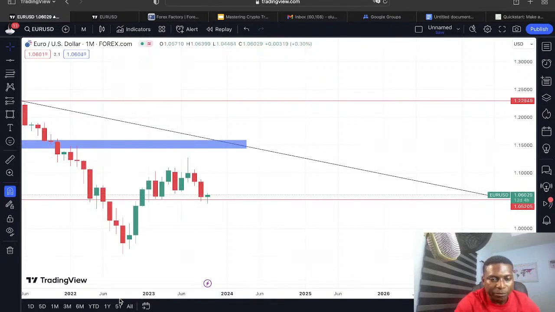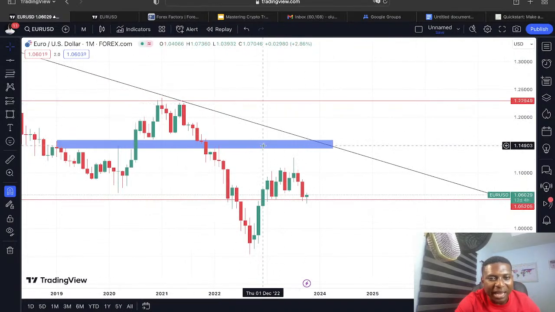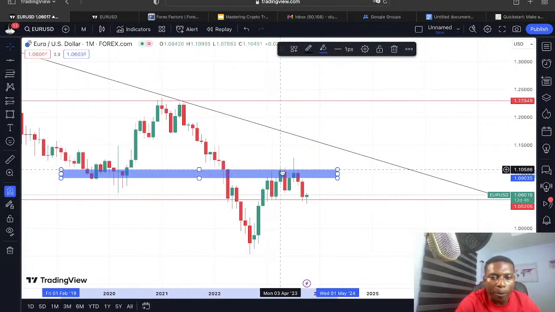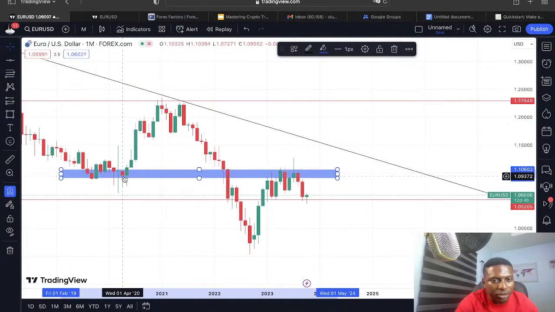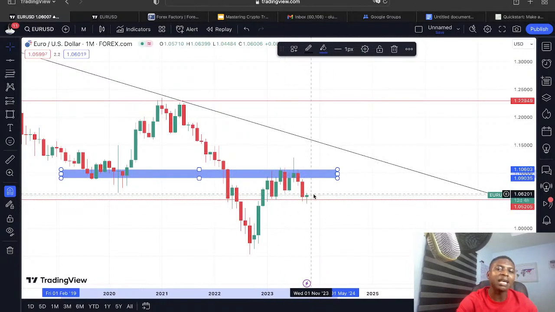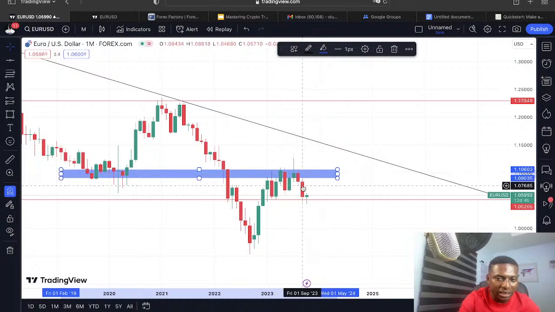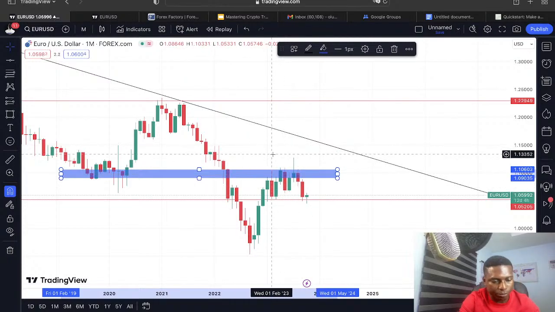And like I said, this level is also a support turned resistance zone. At this level here, it was a support, and finally it's now a resistance zone. So we can see that there is more bearish power, more selling power at this level than at any other place.